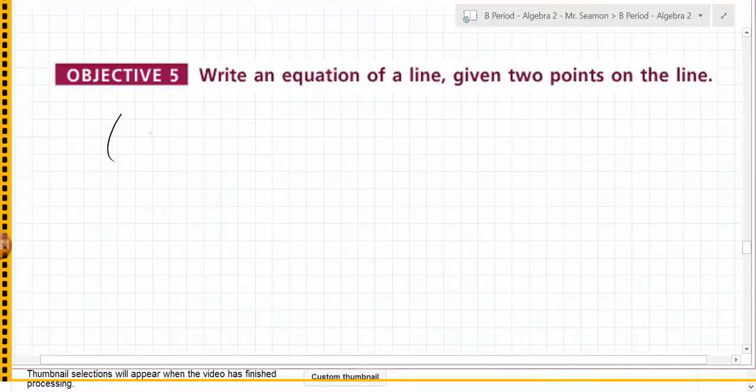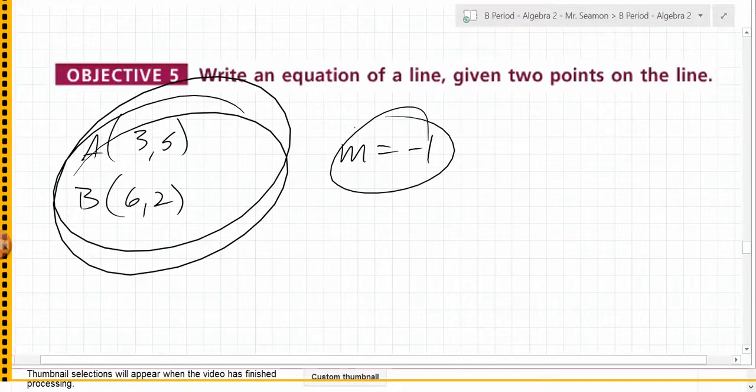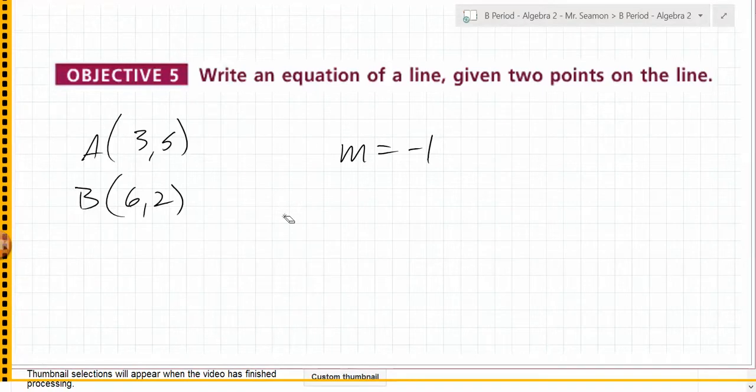So give me a point, Kelly. Any point you want. 3, 5. Katie, give me any point you want. 6, 2. Find me the equation for the line going through these 2 points. Okay. So now you have 2 points and a slope. So what form should you use? Point slope form. Which point? Does it matter which point you use? Let's use either one. So let's use A.